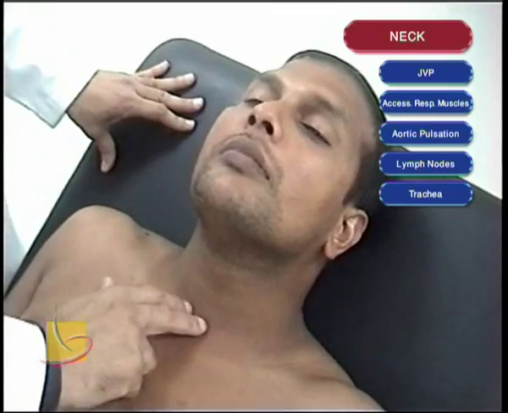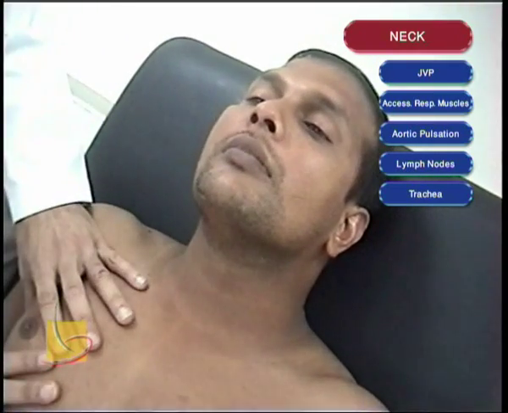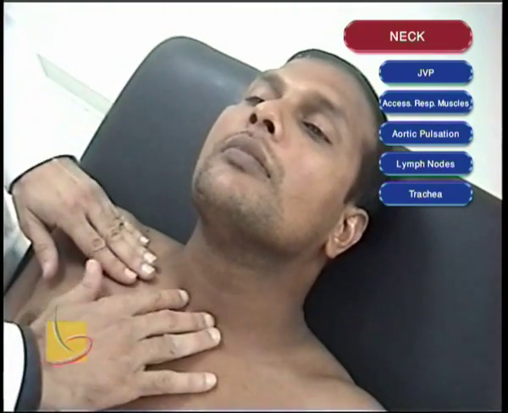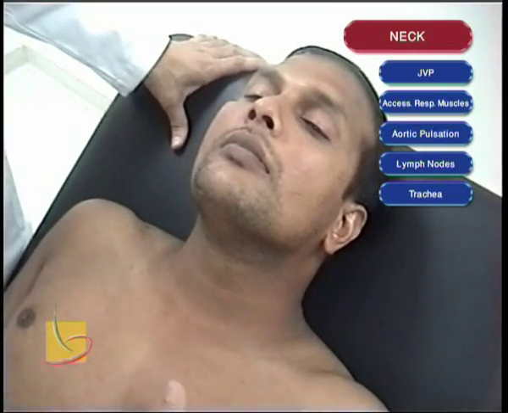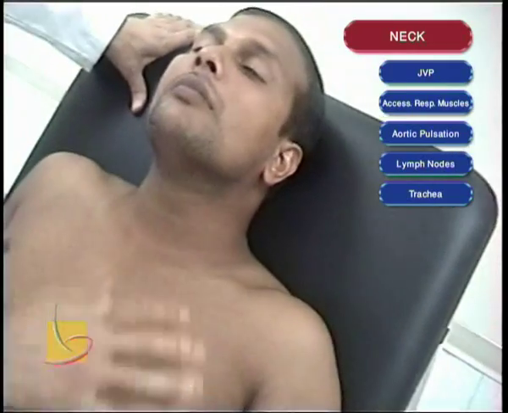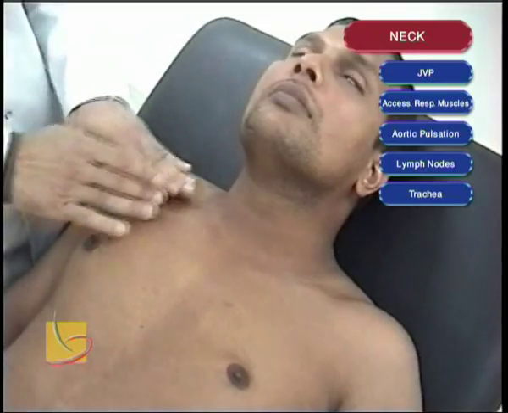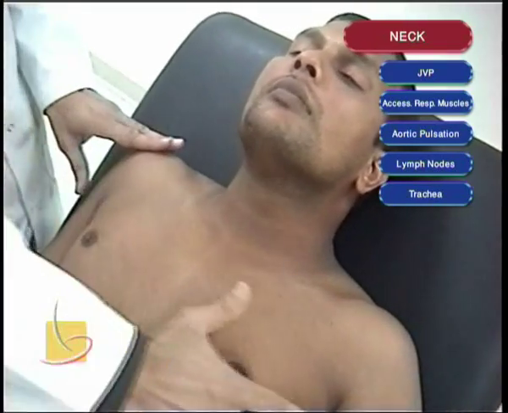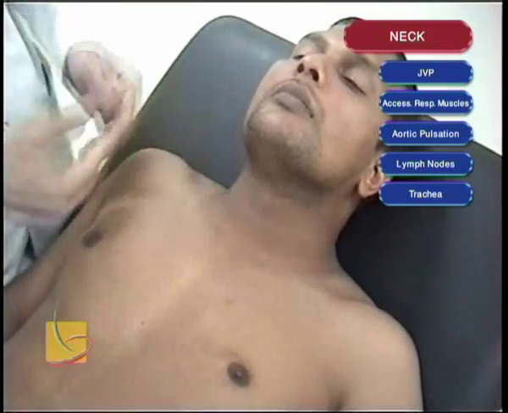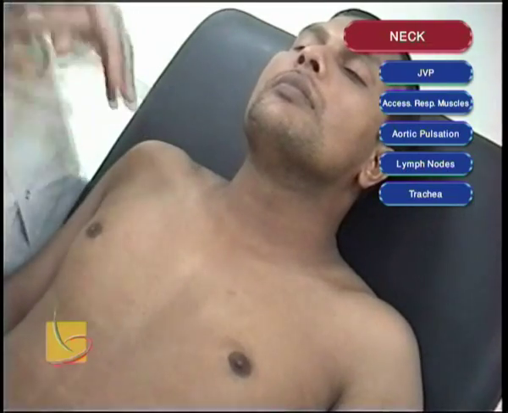But if it is deviated to the left significantly, this means either there is a lesion in the right side pushing the trachea and mediastinum to the opposite side, or there is atelectasis or fibrosis of the left side pulling the trachea to the left side. You can say the same if the trachea is markedly shifted to the right. So again, either there is something pushing from the left or something pulling from the right. So the position of the trachea, you should not forget it in the respiratory system.